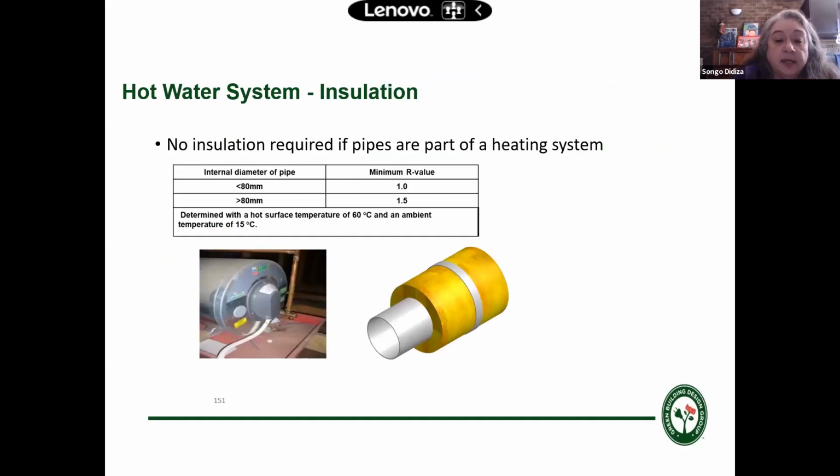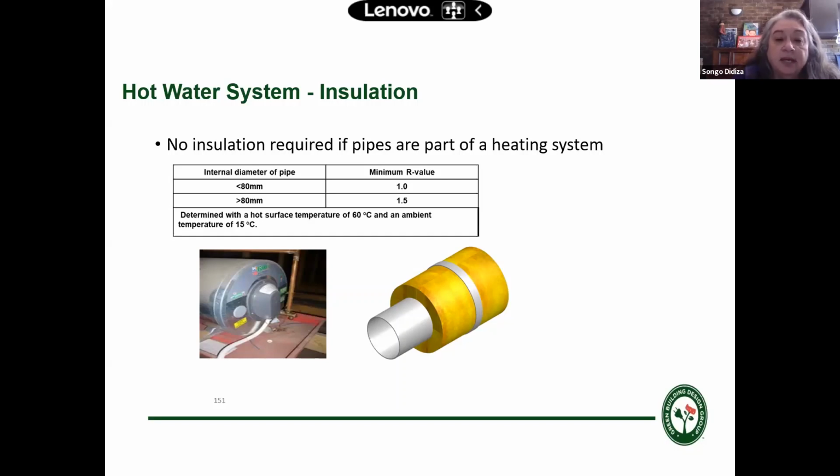So the only time you don't insulate pipes is if they're part of the heating system. You wouldn't find it really in your area, but in Gauteng and the areas where it gets colder in winter, sometimes they use the hot water pipes to heat the inside of the house. But then you have to have some mechanism where in the summer you close off that heating mechanism. It's quite unusual, that kind of heating system.